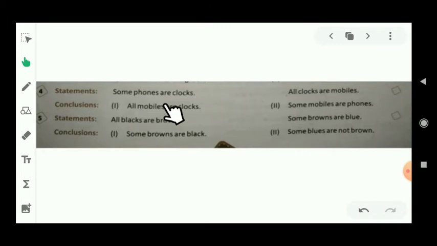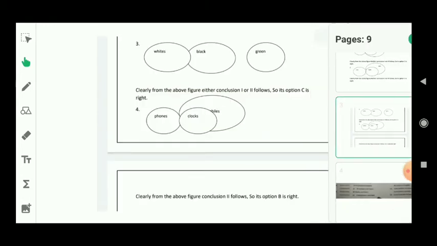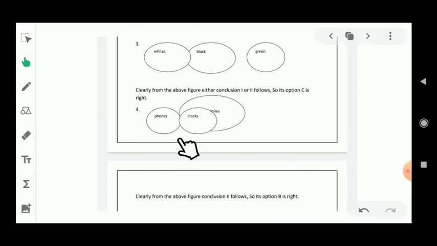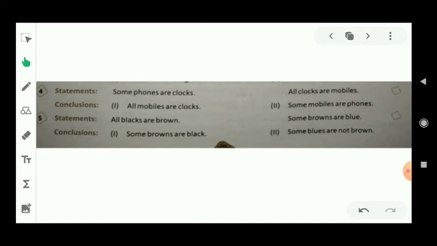The statements are: some phones are clocks and all clocks are mobiles. The conclusions are: all mobiles are clocks and some mobiles are phones. Let's see the solution of this given question. Some phones are clocks, so we have to make these figures, and all clocks are mobiles, so we have to make this figure. From this given figure, we can observe that only conclusion second follows in this question. That means option number B will be right. Let's see question number 5.